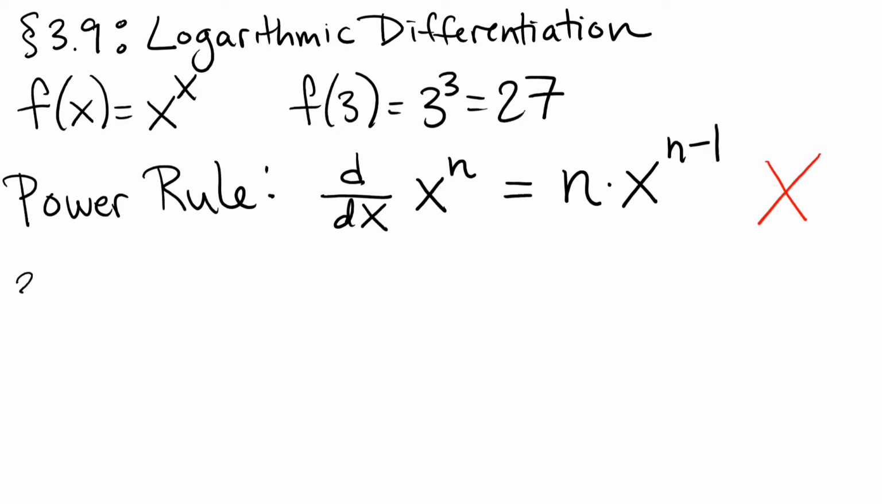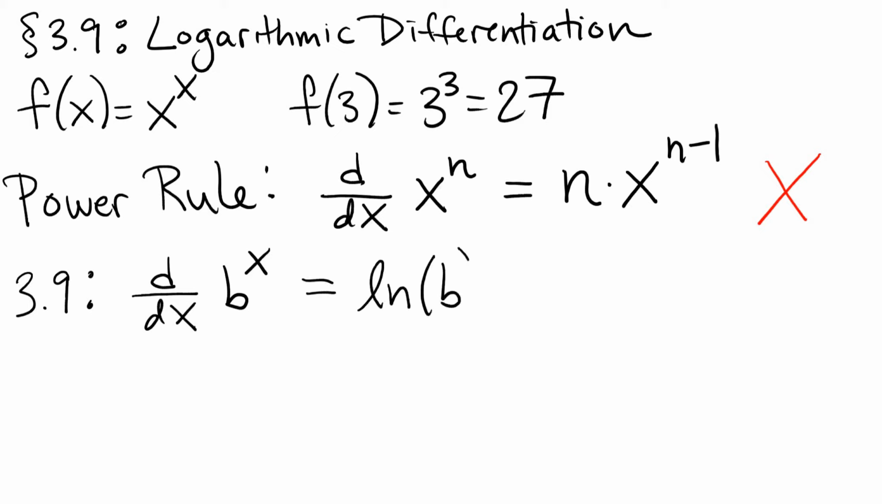We also learned in section 3.9, the same section where logarithmic differentiation occurs, that if you have a function which looks like b to the x for a fixed base and a changing exponent, when you differentiate it, you get the natural log of the base and then b to the x. But here we're assuming that the base is a constant, a specific number b. That doesn't fit our situation either, because here the base is changing. So what we need is a brand new idea.